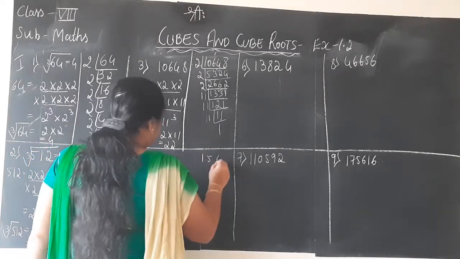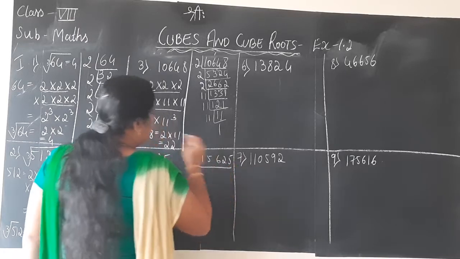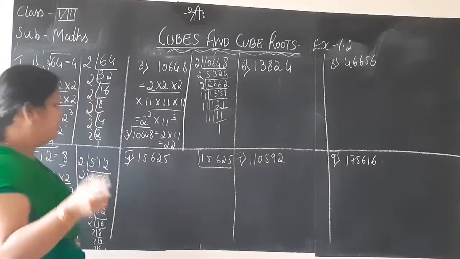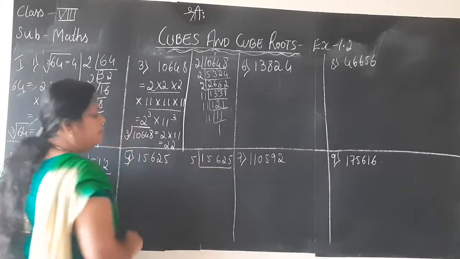Next number is 15625. Already we have done this number in an example problem or somewhere else, I think. No problem, once again we'll do.